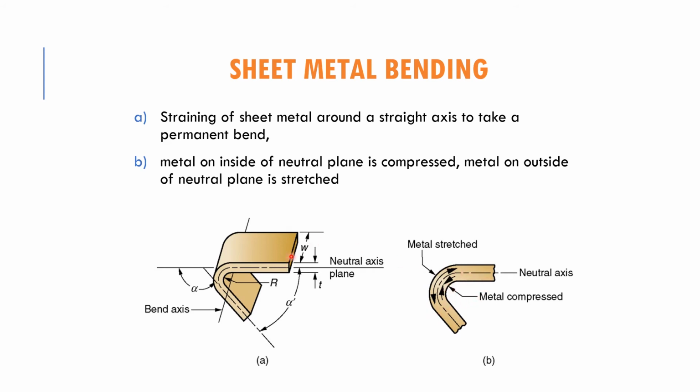This is the diagram that you have to look into. There is alpha, which is the bending angle. R is the bending radius. This is the neutral axis plane and also the width of the sheet.